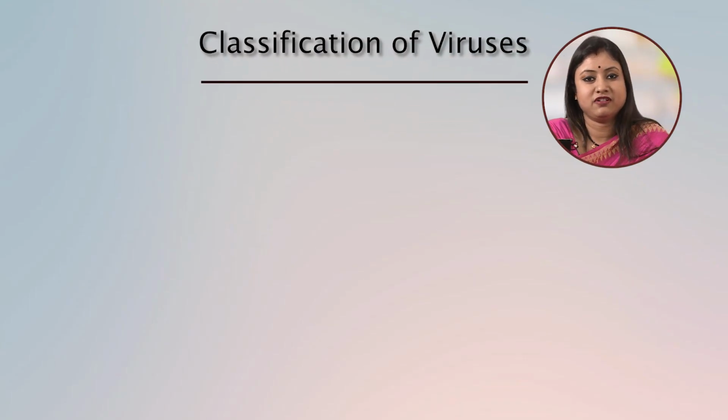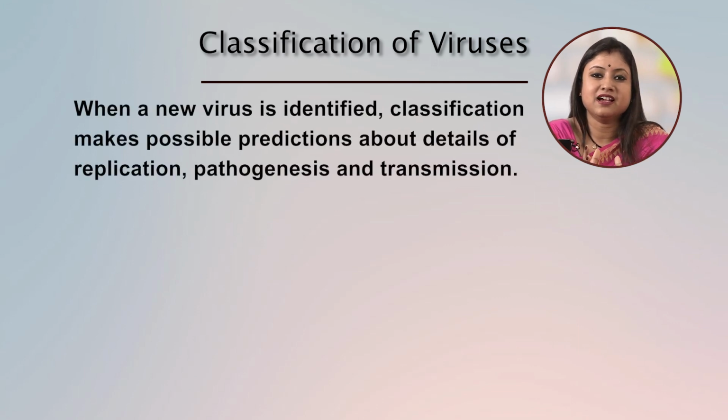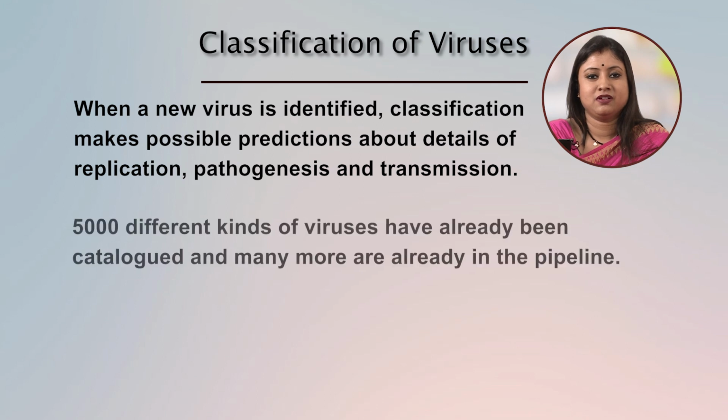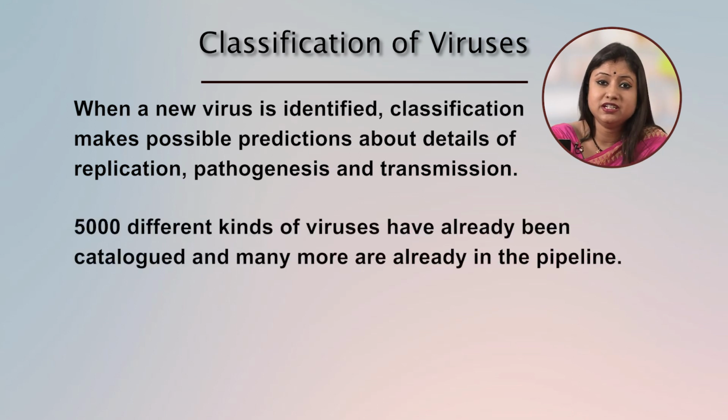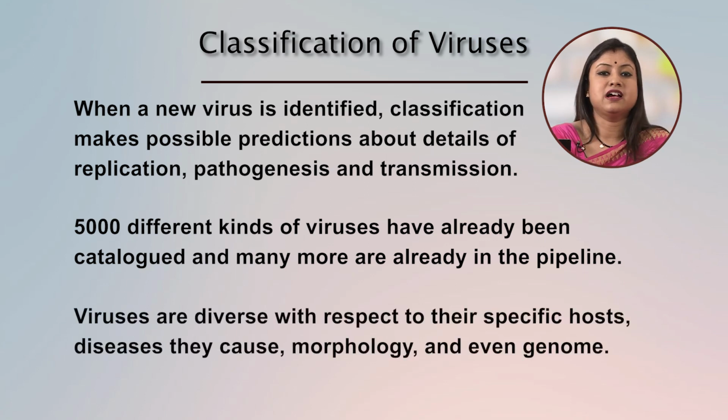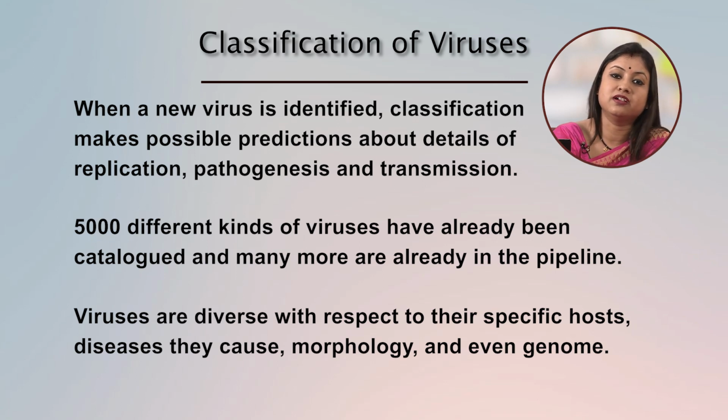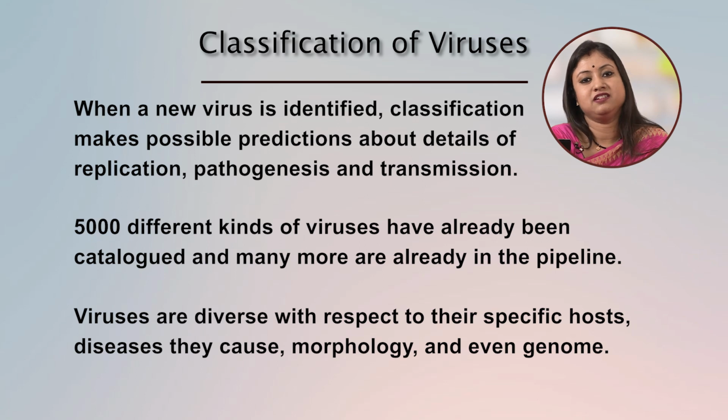Now we can clearly see how complex the structure of viruses is, and we can clearly imagine also how difficult it would be to classify these diverse forms of viruses. So classification is a very complex task, and any new classification of virus can predict its replication, pathogenesis, and transmission. Now 5,000 viruses have already been catalogued and many more are in the pipeline. Viruses are diverse with respect to the diseases they cause, their host range, morphology, and nature of genome.